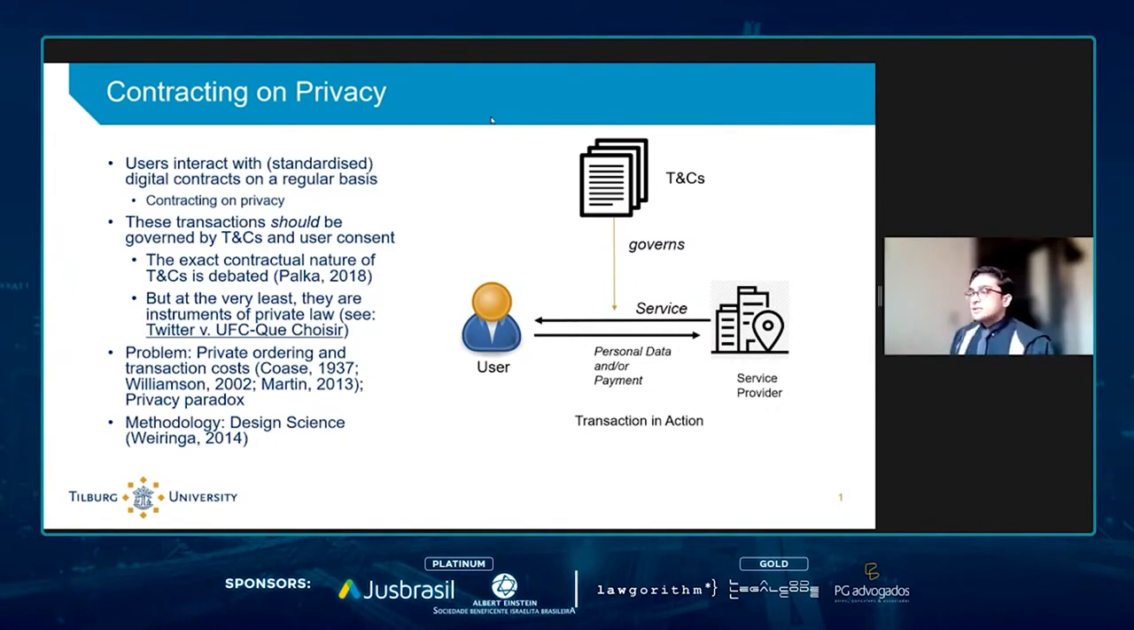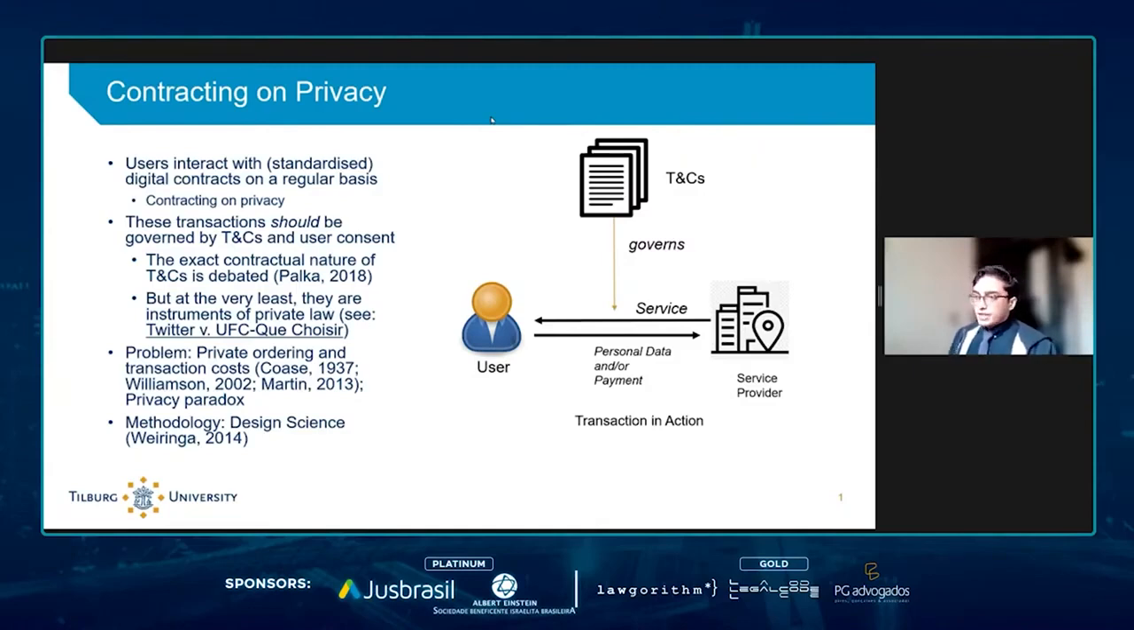However, these terms and conditions, and the process that results in the creation of these terms and conditions, and the process that is carried out after we agree to them, is not necessarily efficient. It does not necessarily enable private ordering. And we will come to the problems that users face in the next slide. The methodology that we use to address this problem is the design science methodology, the first step of which is problem identification.